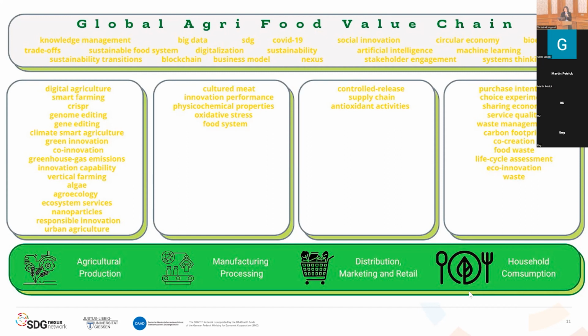At the same time, we found that agricultural production is the first stage in the agri-food value chain, and 17 keywords indicated intensive research topics on innovation in agriculture. At the manufacturing and processing stage, we found only 5 keywords. The smallest number of keywords, 3, were on distribution, marketing, and retail, and another 11 keywords were detected on household consumption.